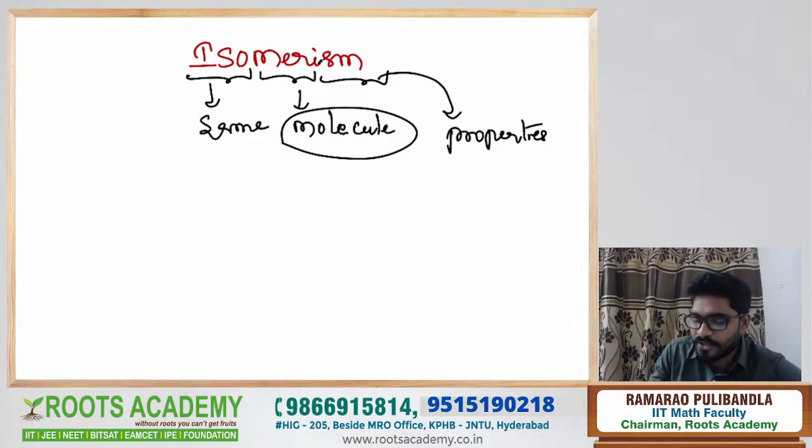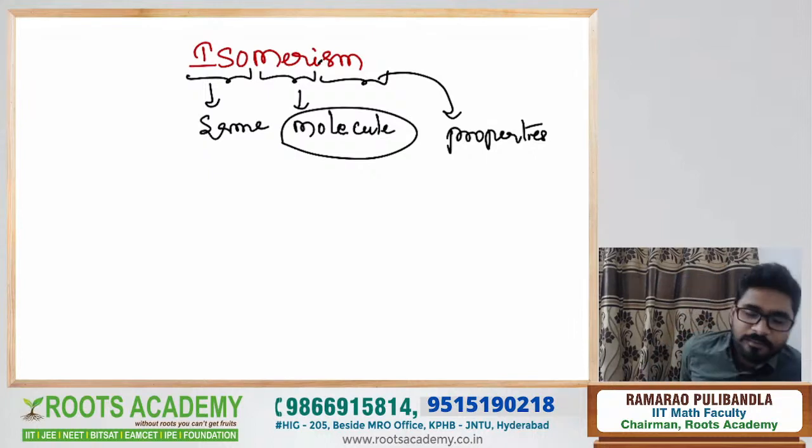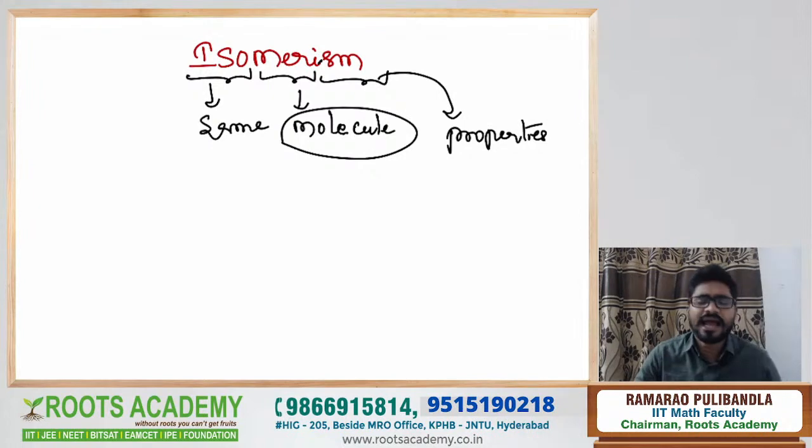Molecules which are having similar properties. What is the similar properties means? Maybe they're having same molecular formula and they're having different properties. It's like molecular formula is same and the properties are different. Same molecular formula with the different properties, that phenomenon is called as isomerism.